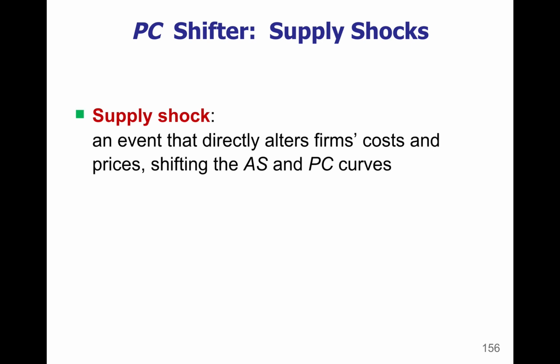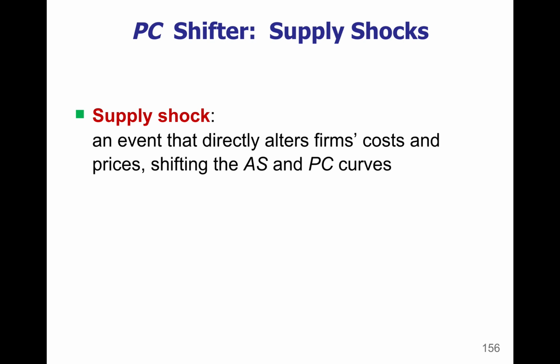Remember, supply shocks can be either positive or negative. A negative supply shock would shift short-run aggregate supply to the left. Because your Phillips curve is the mirror image or opposite, it would shift a short-run Phillips curve to the right. A positive supply shock would increase short-run aggregate supply, and therefore it would decrease short-run Phillips curve.